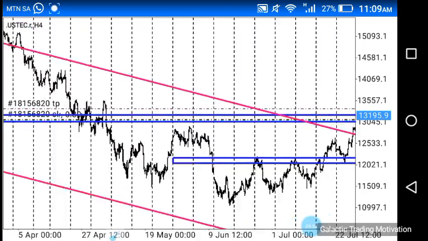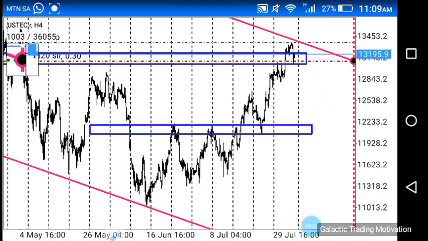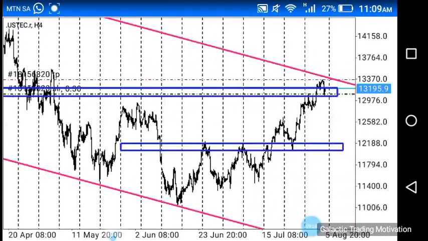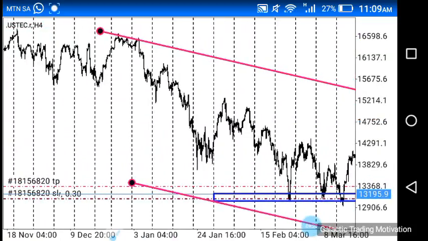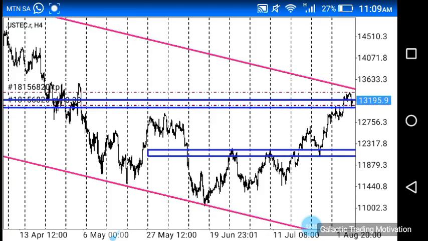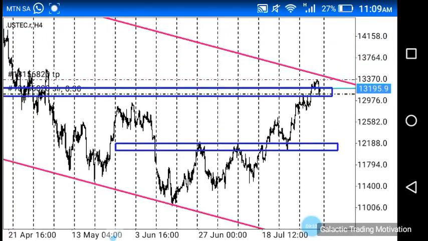Here we are on the H4 chart. I'm just going to fix my trend lines. Just bear with me. There we go. That should be fine. Right, so here we are on the H4 chart.